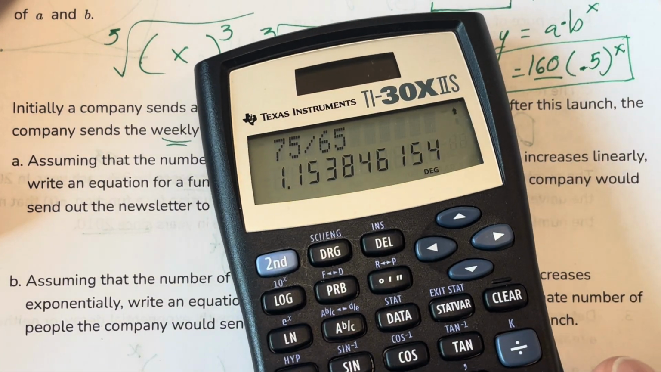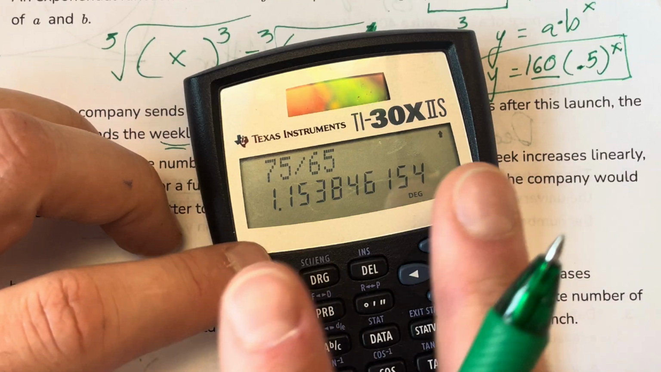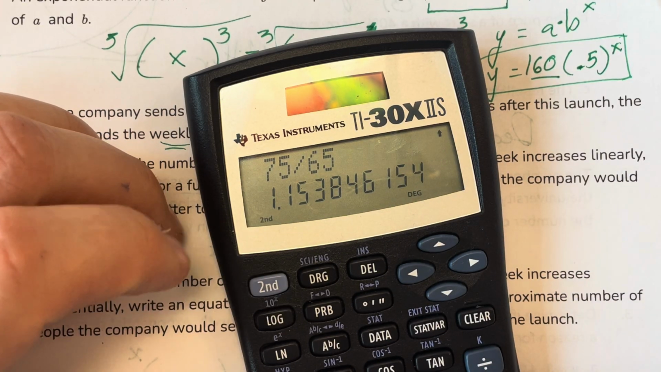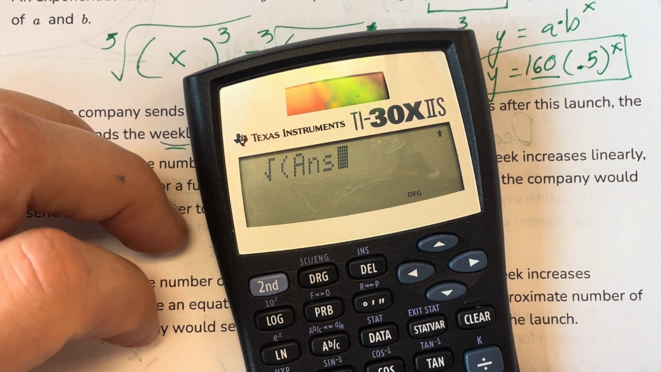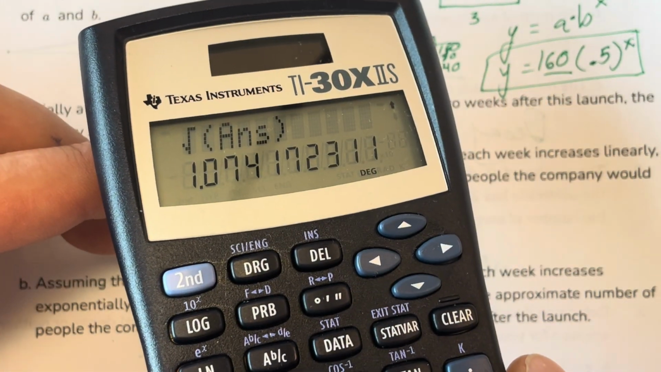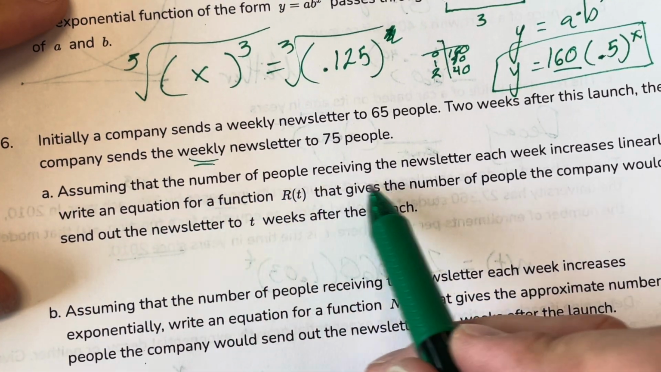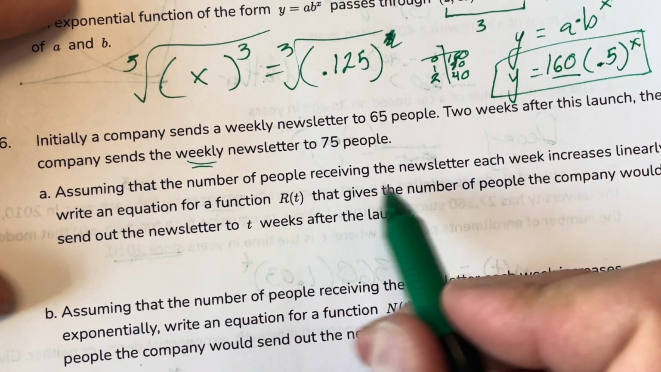That's a growth rate over 2 weeks of 1.15, but since that's 2 weeks, we want to take the square root of that answer. And so it has a weekly growth rate of 7.4%, 1.074.